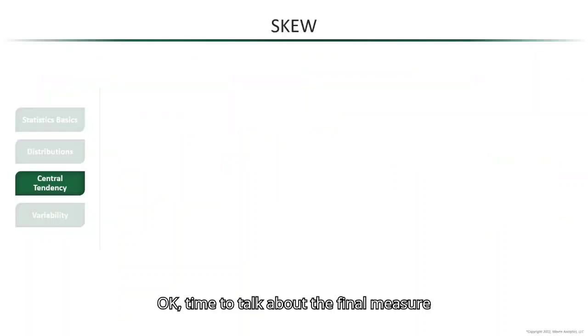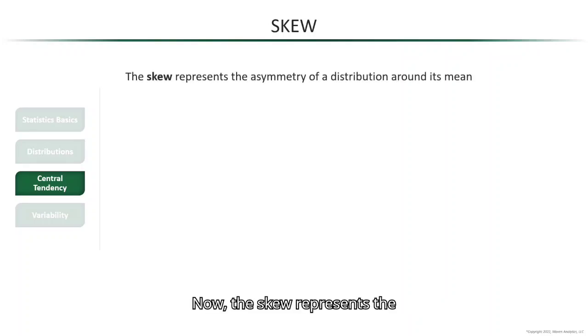Okay, time to talk about the final measure of central tendency, which is the skew. Now, the skew represents the asymmetry of a distribution around its mean. So it's a single value that tells you if the mean really is at the center of the distribution. And in case it isn't, it gives you some indication of how the data is actually distributed around it.